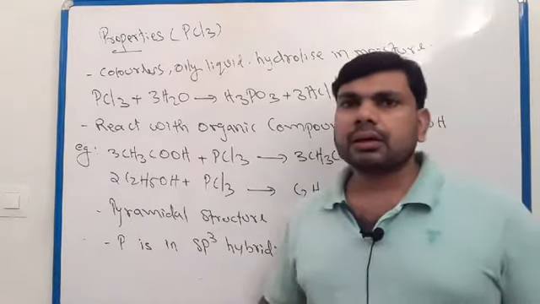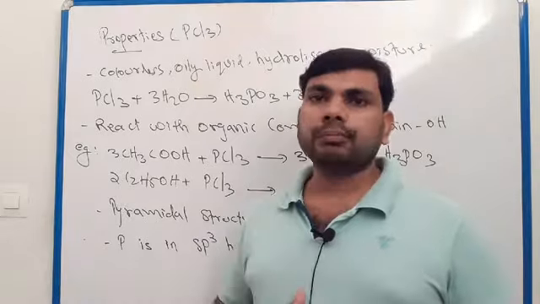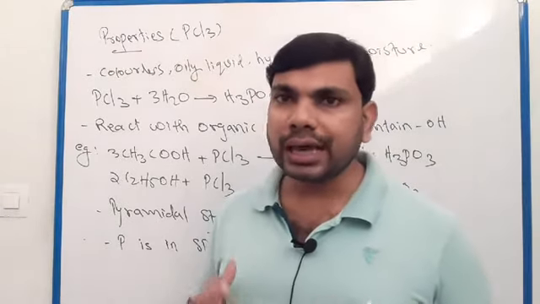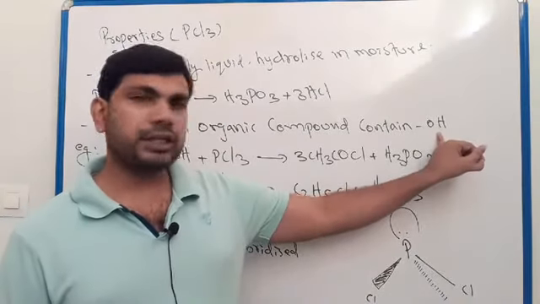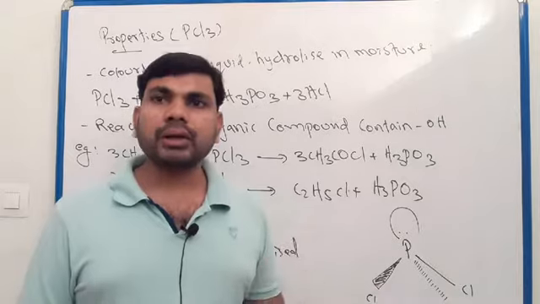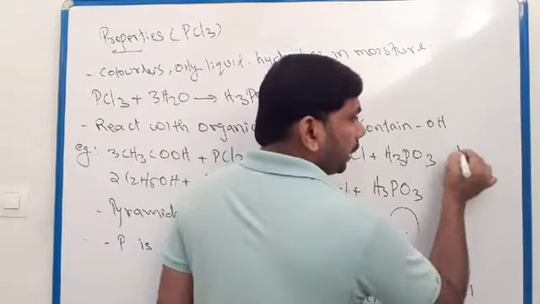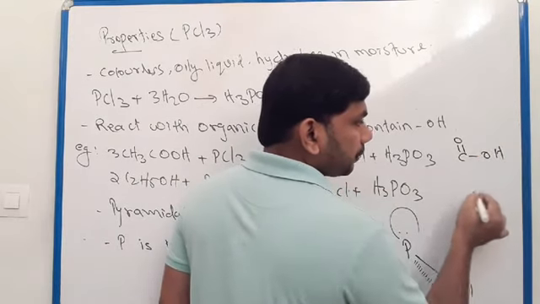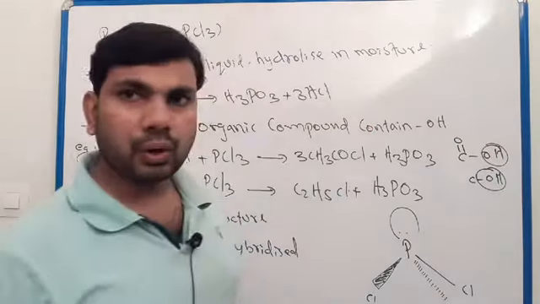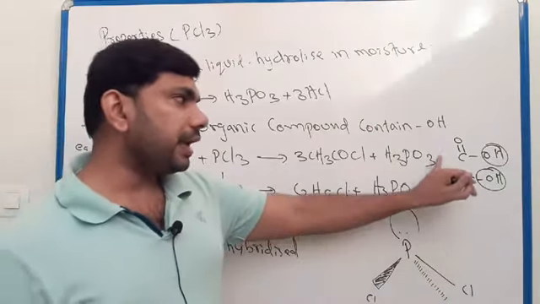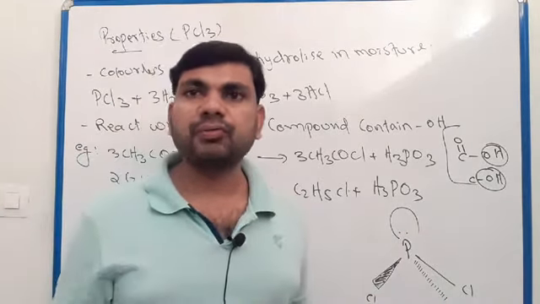Similarly here, PCl3 will react with organic compounds, especially organic compounds which contain the functional group OH. For example, organic compounds like carboxylic acid, alcohol, this type of compound which contains OH. So PCl3 will react with this type of organic compound and form different types of compounds.